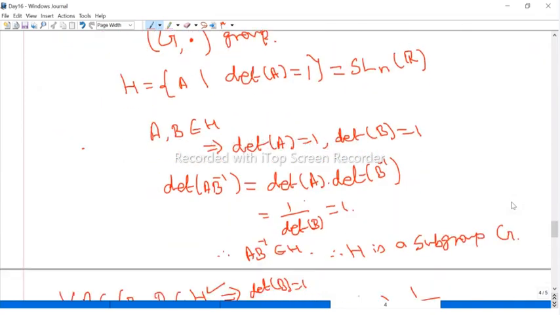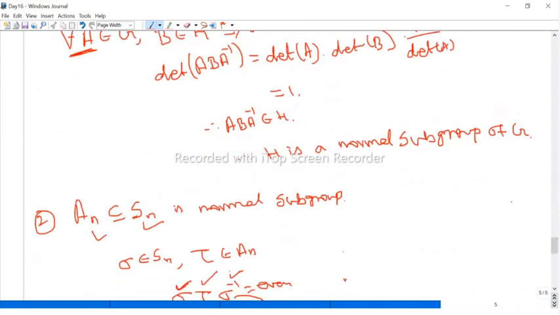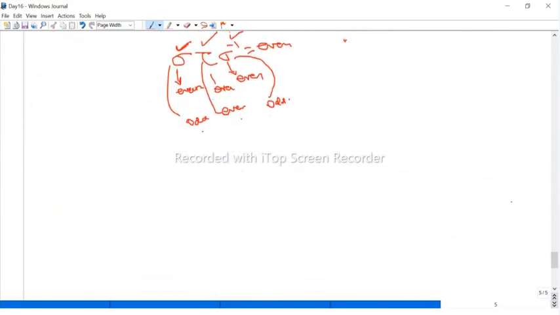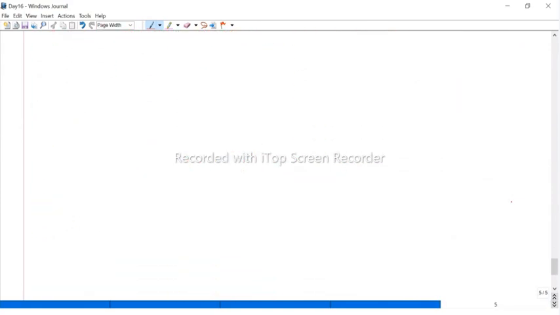Now, so we define everything, but not all subgroups are normal subgroups.